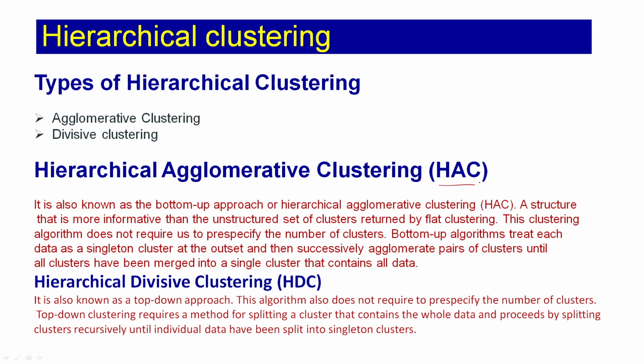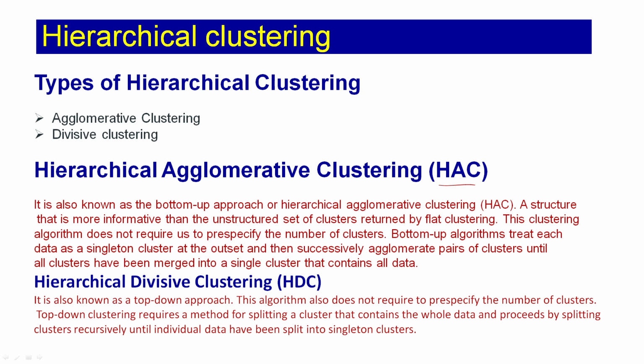Bottom up algorithm treats each data point as a singleton cluster at the outset, and then successively agglomerates pairs of clusters. In comparison, HDC, hierarchical divisive clustering, is a top down approach. This algorithm does not require again to pre-specify number of clusters, but top down clustering requires a method of splitting the clusters that contain whole data. So, here you are basically splitting the data from the top to bottom, and this can be done by splitting clusters recursively until we have achieved the singleton clusters, correct. That is what it is. So, you split it up.